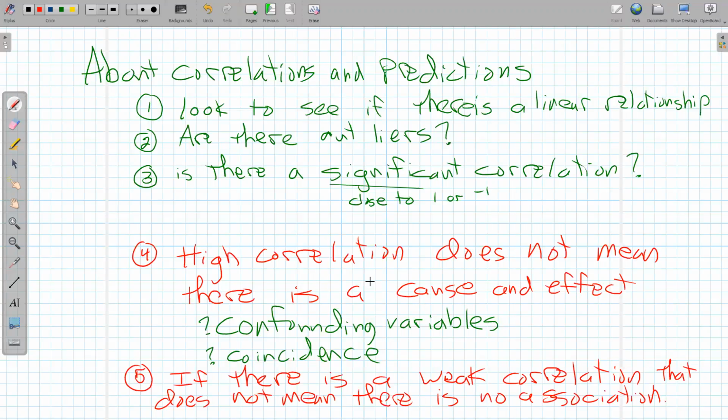So those are some of the big things to be concerned about. Just because we have a high correlation doesn't mean there's cause and effect. Just because there's a high correlation doesn't mean it's linear. And if there's a weak correlation, that doesn't mean there's no association. There could be some other kind of association that's just not linear. At the moment, we're just focusing on linear stuff. All right, so that is a long video.